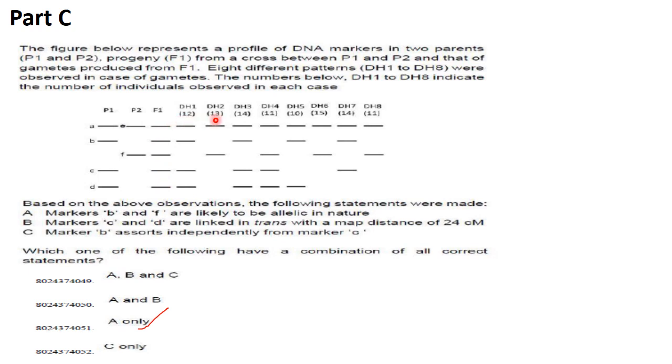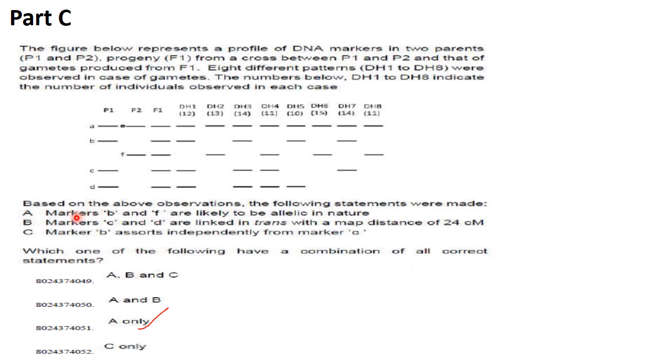These DH1 to DH8 are the gametes produced from F1. 8 different patterns DH1 to DH8 were observed in the case of gametes. The numbers below DH1 to DH8 indicate the number of individuals observed in each case. Based on the above observation, the following statements were made. Which one of the following has a combination of all correct statements?